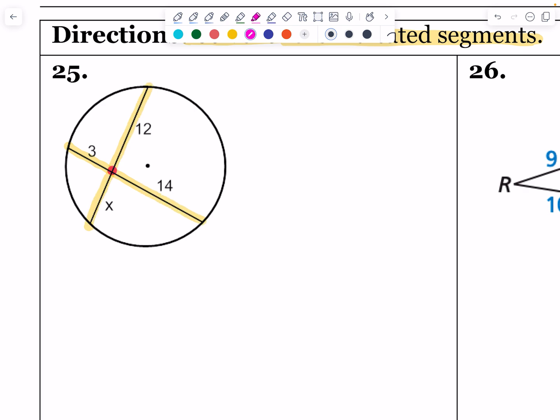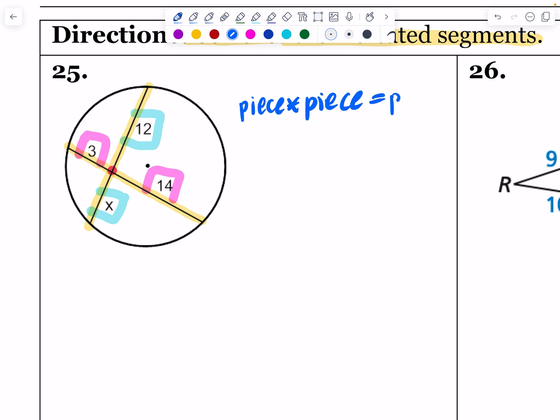We learned a theorem that said that the piece times the piece of each chord is going to be equal to the product of the piece times the piece of the other. So piece times piece of each segment is going to be congruent. When we highlight that, make sure that you're doing the pink pieces times each other and the blue pieces times each other as well.